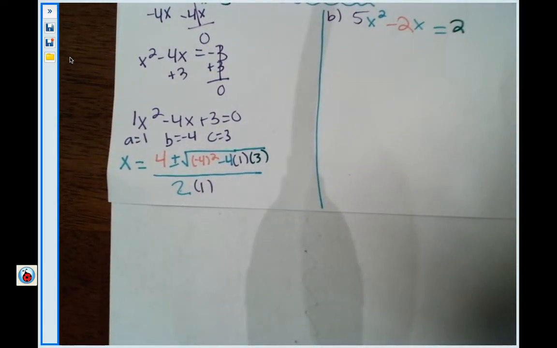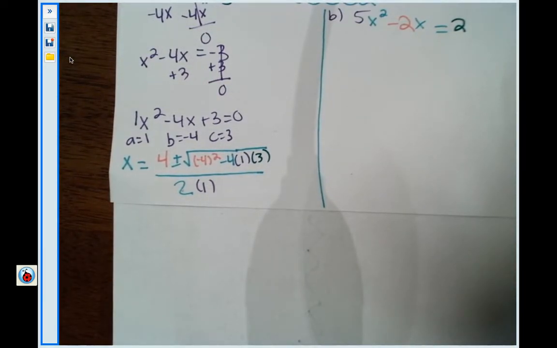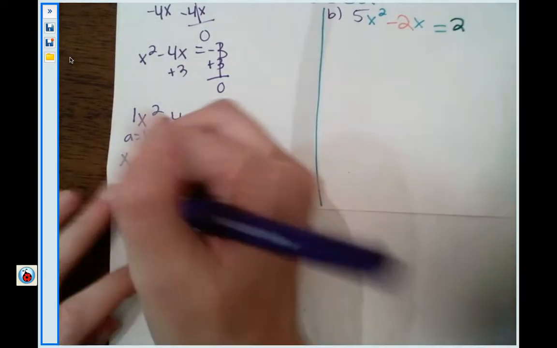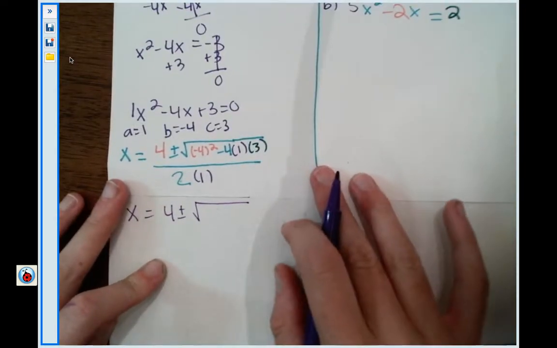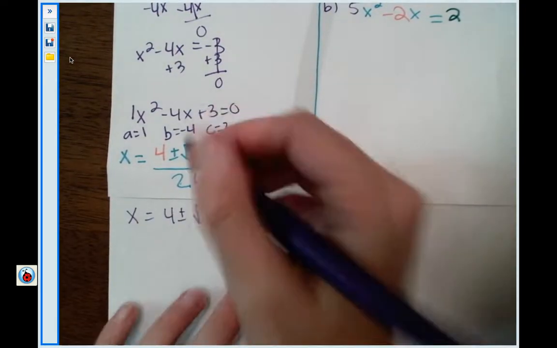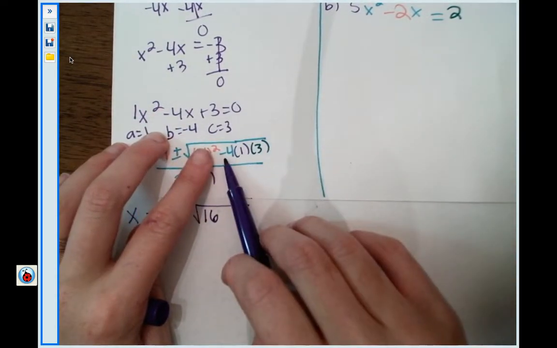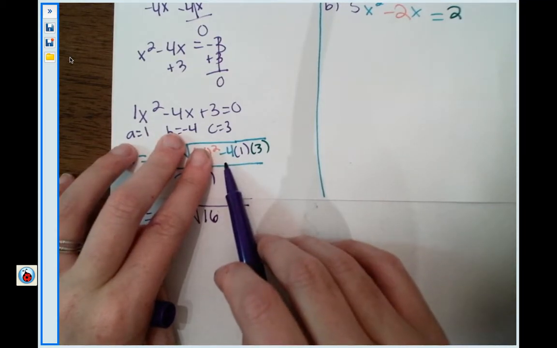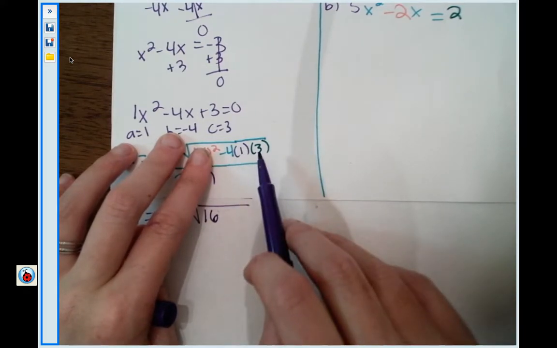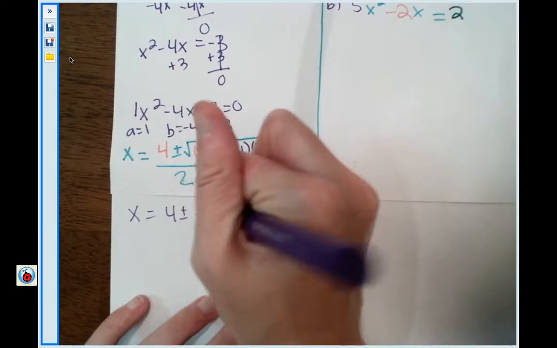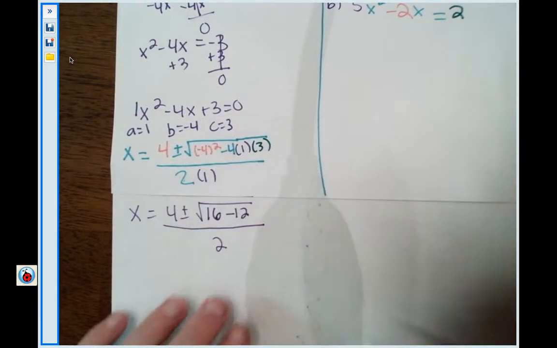When I do this, I like to simplify whatever's in the square root first. So I'm going to do my radical. I have x equals 4 plus or minus the square root of negative 4 squared. So negative 4 times negative 4 is positive 16. Now this second part, be very careful you guys. The negative is attached to the 4, so this is like negative 4 times 1 times 3. So negative 4 times 1 is negative 4, and negative 4 times 3 is negative 12. So it'll be minus 12, and then all over 2a. So 2 times 1 is 2.